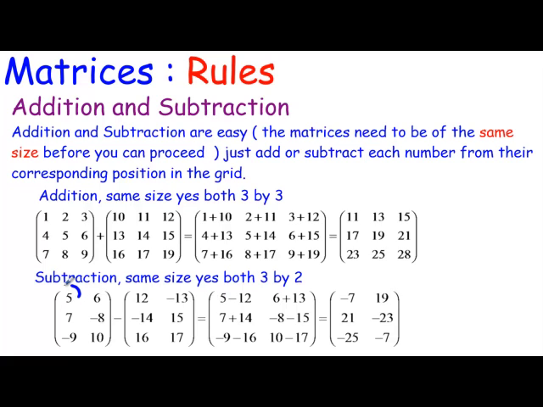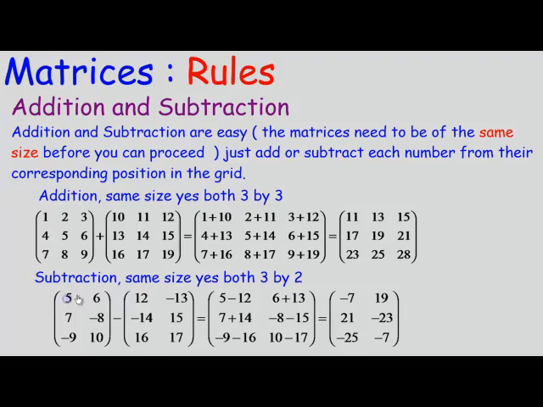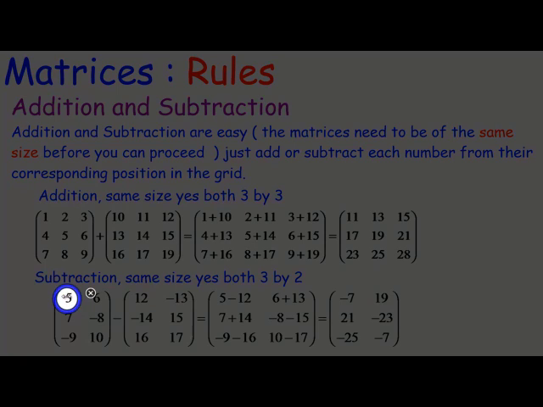Let's do subtraction. Subtraction again is very easy as well. You can see here 5 and 12 are in the same spots or positions, if you like. So obviously 5 minus 12 is minus 7. So the new number in the final subtraction will be minus 7, in row 1, column 1.